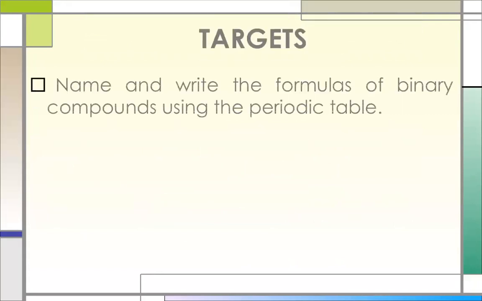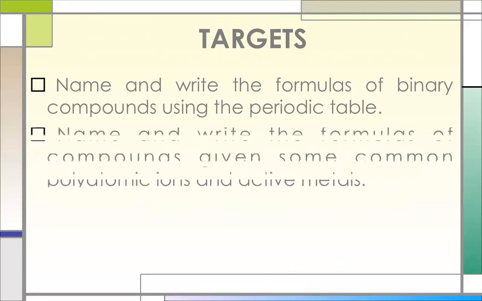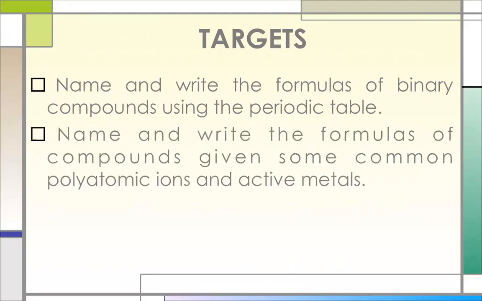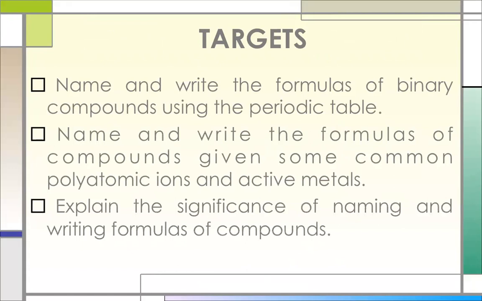The targets are the following: name and write the formulas of binary compounds using the periodic table. Name and write the formulas of compounds given some common polyatomic ions and active metals, and explain the significance of naming and writing formulas of compounds. But this time, we will only be tackling the significance of writing formulas of compounds, while in the next video, we will be focusing on the naming of compounds.